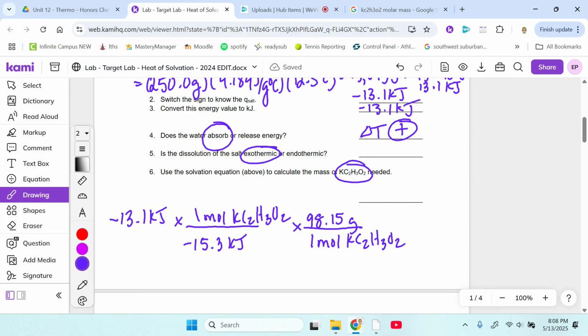And we'll get a value of 84.0 grams of potassium acetate. All right, now that begs the question, if we know how many grams to measure out, how much water do we have to put it in? And then it's going to dissolve and make our solution, give off the energy, and we're done. But how much water do we need?